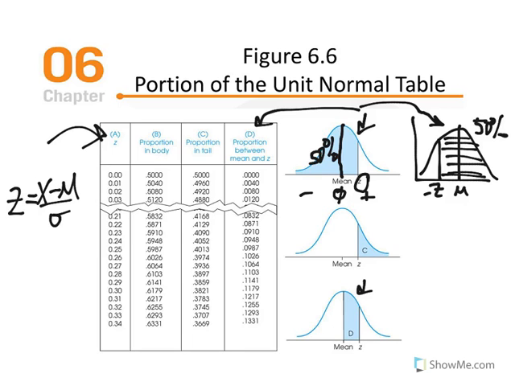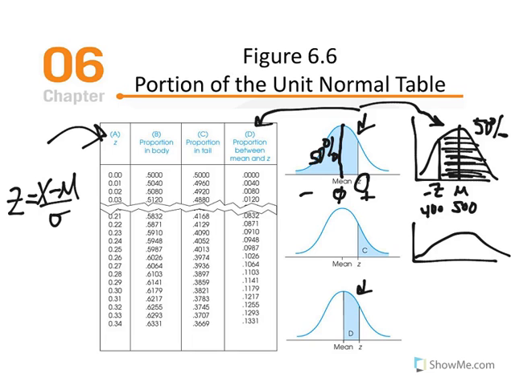So in this case, let's say we're considering the example of the SAT scores where the mean is 500, and we want to know the proportion of individuals that score above 400. So 400 would be less than 500, and we want to know those scoring above 400. So all the shading would occur to the right of the distribution.